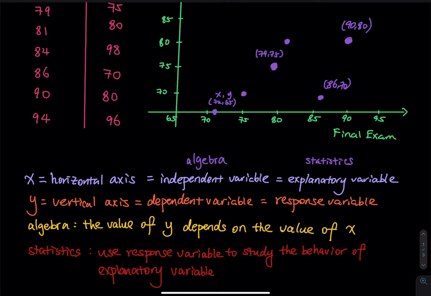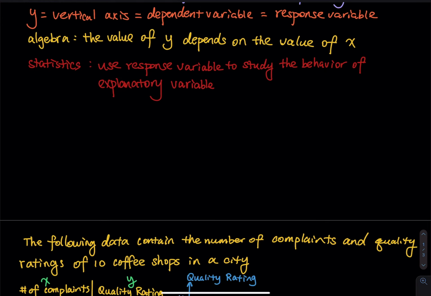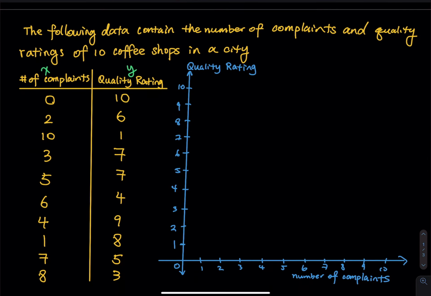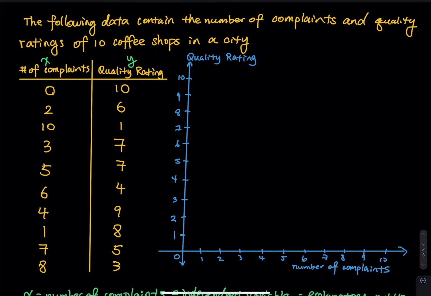So one example is never enough. So let's do another example. So we have another example right here. This is another set of bivariate data. There are two variables. So let's read the description first. The following data contain the number of complaints and quality rating of 10 coffee shops in a city. So we have two variables. The first one is the number of complaints, and the second one is quality rating. So let's take a look at the data.